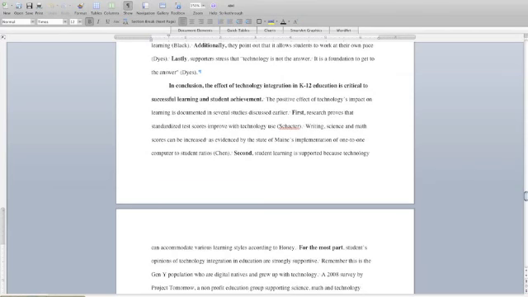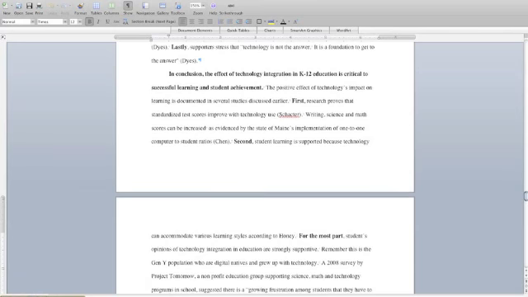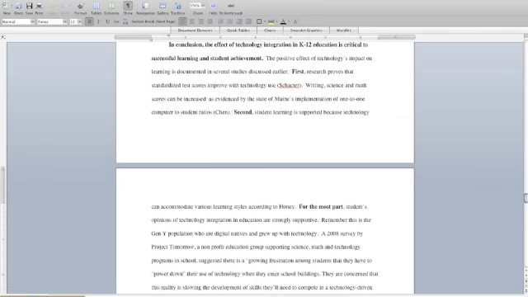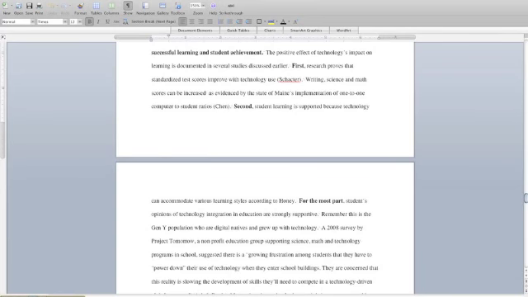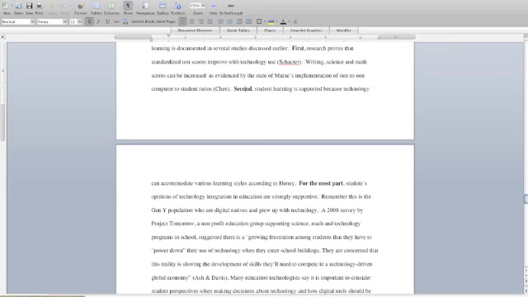The positive effect of technology's impact on learning is documented in several studies discussed earlier. So it lets you know where I'm going to reference some of the information that I brought up earlier in my paper, which is also another great closing technique, that we refer back to the information that was presented in the body, give readers an update, or it's kind of a last chance opportunity to bring up some of the key points.